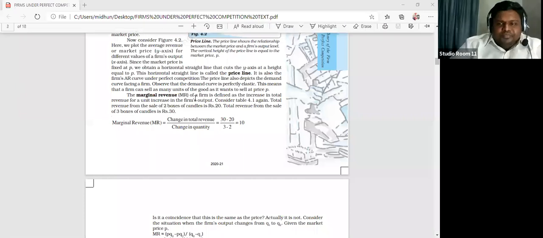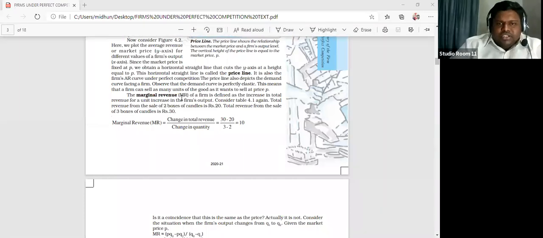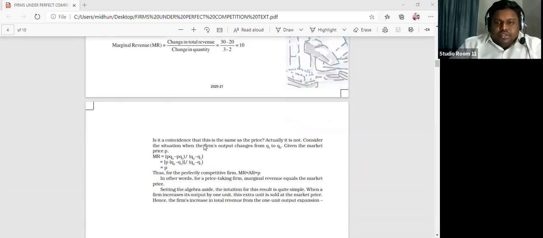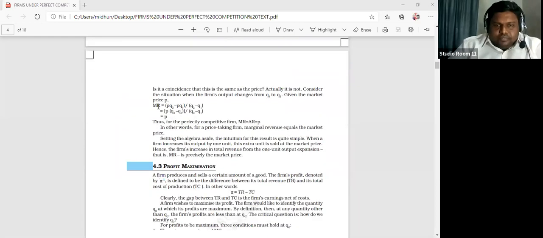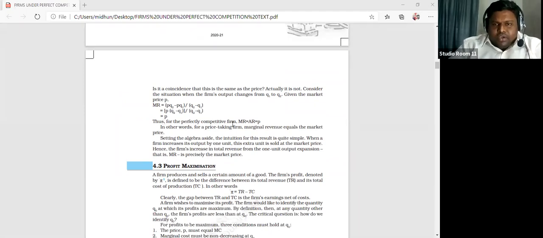Understand this clearly. The marginal revenue of a firm is defined as the increase in the total revenue for a unit increase in the firm's output. And MR is also equal to price in this context of a perfectly competitive market. So MR is equal to AR is equal to price. MR is equal to P, and AR is also equal to P in a perfectly competitive market condition.